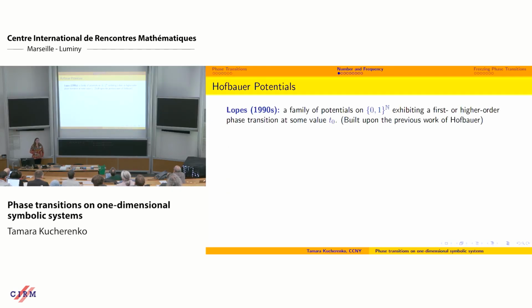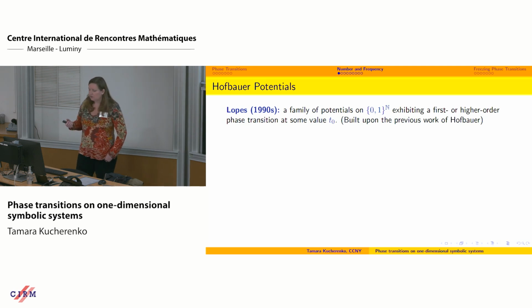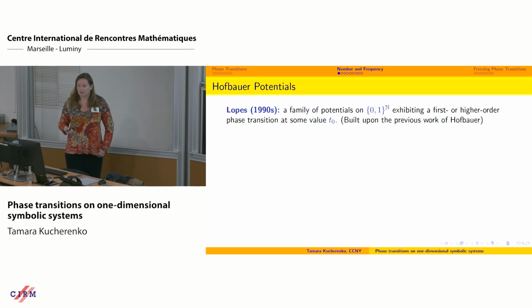A bit of history before. The first study of phase transitions in symbolic settings, as far as I can tell, was done by Lopes in a series of papers in the 90s. He built a family of potentials on a full shift on symbols, which exhibit first order as well as higher order phase transitions at a value T0. His inspiration was the previous work of Hofbauer. There were a lot of examples here, and in fact, the potentials I'm going to show you are now called Hofbauer potentials.